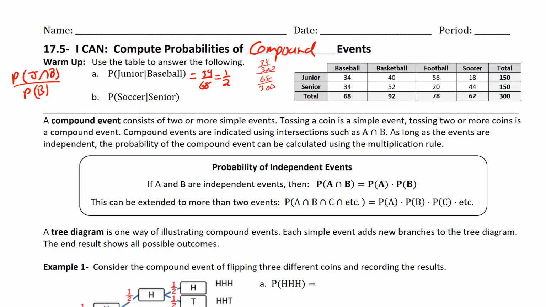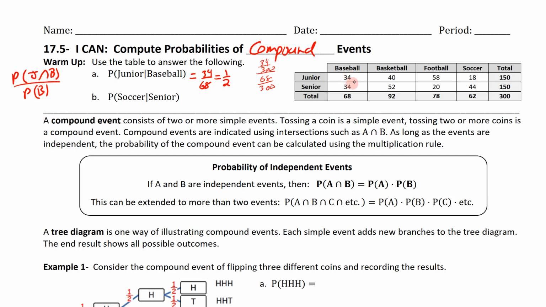Okay, take a look up here. So I did a couple things on number one. I showed the formula off to the left-hand side. So the formula, if you're doing a conditional probability, this is the condition. So baseball already happened. That effectively reduces the sample size. So for the formula, it would be the probability that junior intersects baseball.